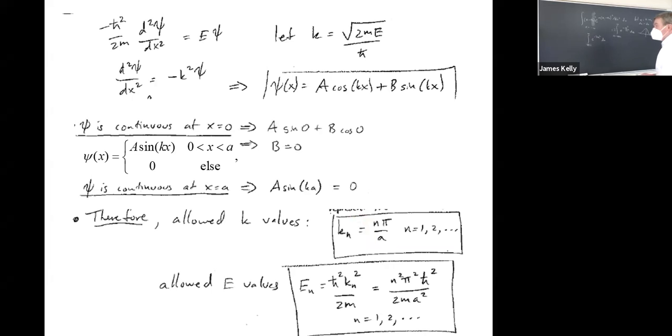And therefore, the allowed energy values, it's easy to forget. We found some allowed k values, but k was related to energy. Up here at the top, we have the relationship between k and energy. So if we have some allowed kn, let's retranslate that back into the allowed En, and that gives the formula that, so long ago in Modern, you remember, the one down at the bottom, n squared pi squared h bar squared over 2ma squared. Okay.